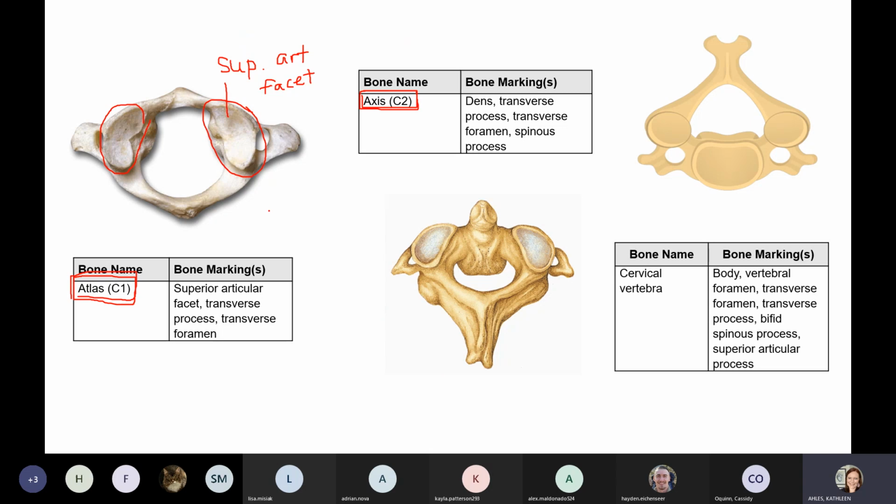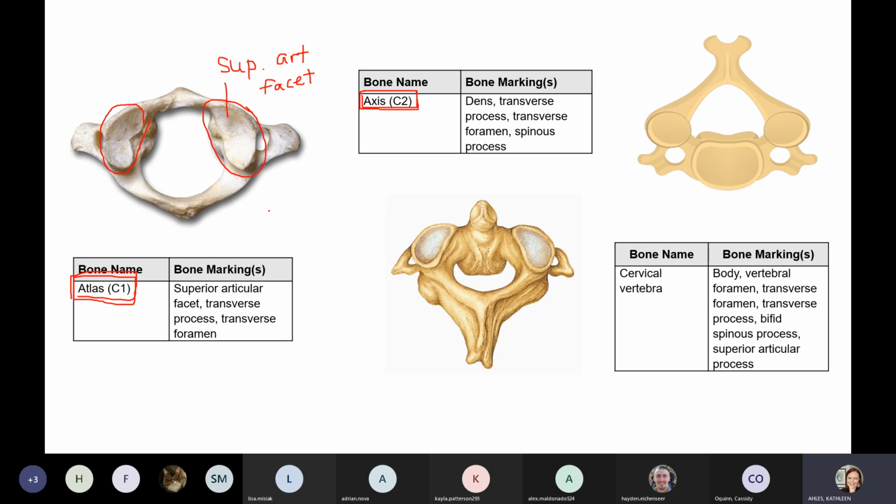These are the places where your skull literally sits on top of your vertebrae. So the superior articular facets allow you to nod your head forward and backward because of this indentation that allows it to rock back and forth.